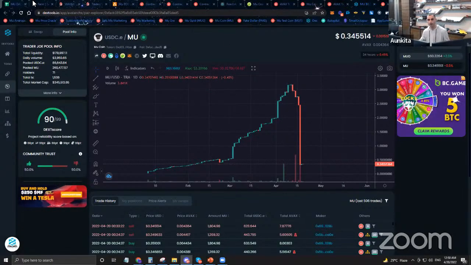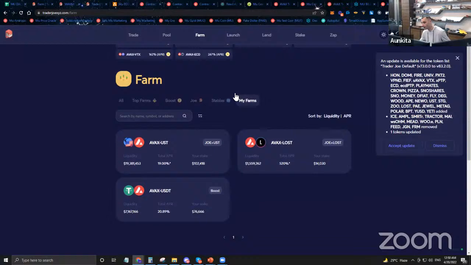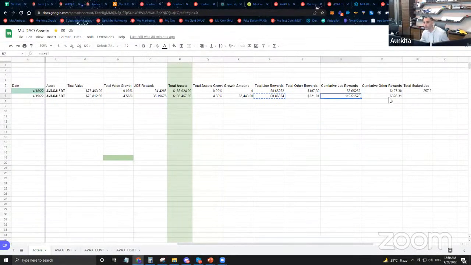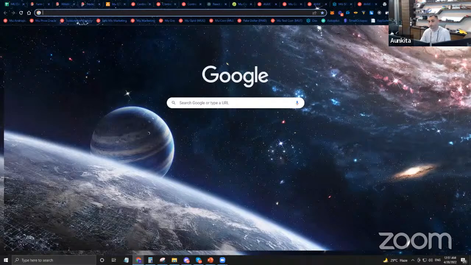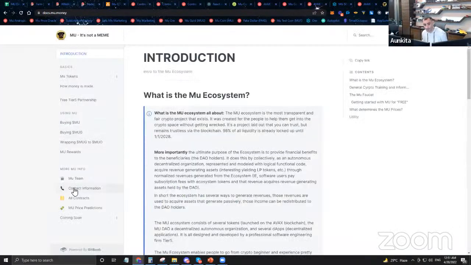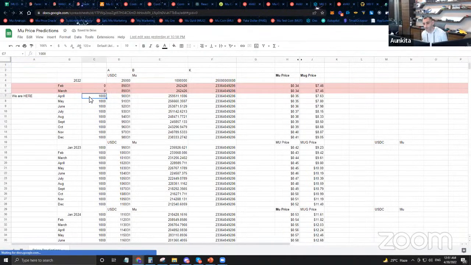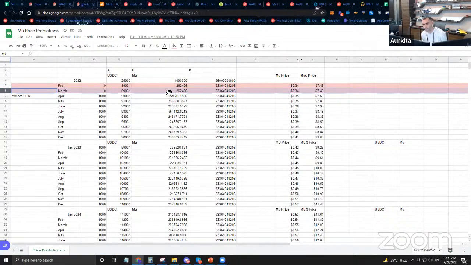Because we could just go in and literally go to all our farms, shut down all our farms here and take out whatever we had here and whatever assets we had over here. And then we could basically go and check out the price predictions if we want to essentially buy that much. I think that's close to where we're at right now. I'd have to update if that's where we're actually at. That's probably close enough.